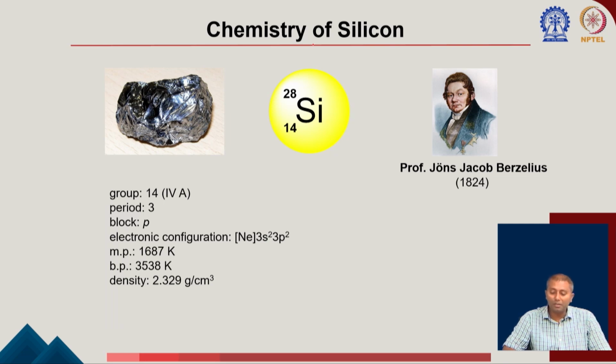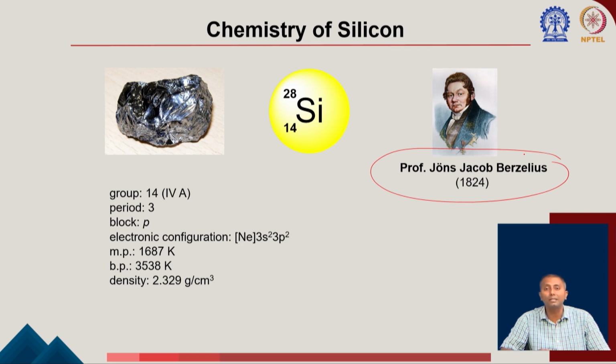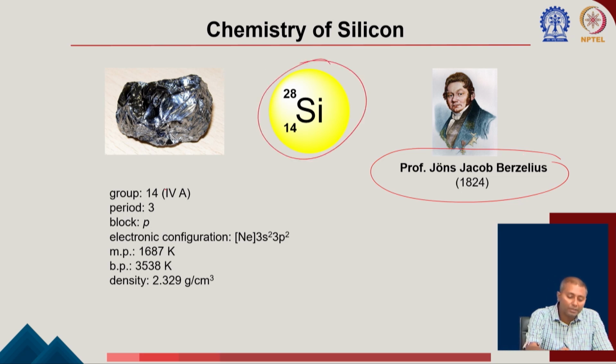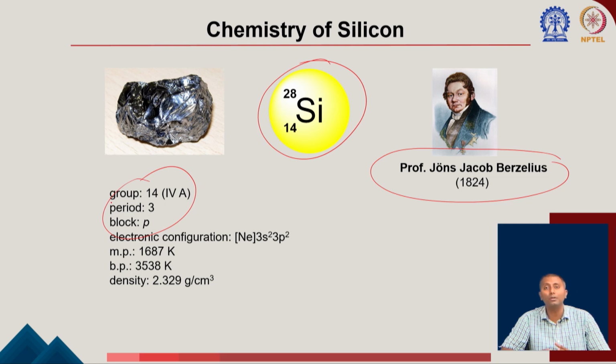Silicon was discovered in 1824 by Professor John Jacob Berzelius, and it was a difficult task because silicon has a tendency to form bonds with oxygen. That is why it took some time to discover silicon. Again, it is a group 14, period 3, p block element. In this course we are not going to learn about elemental silicon, but we are going to learn about some of the silicon compounds.